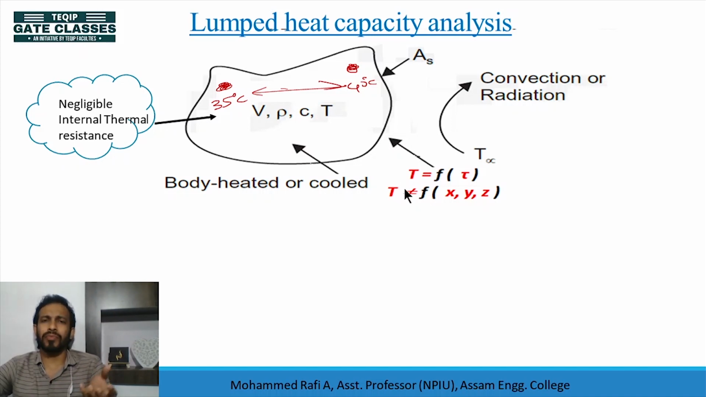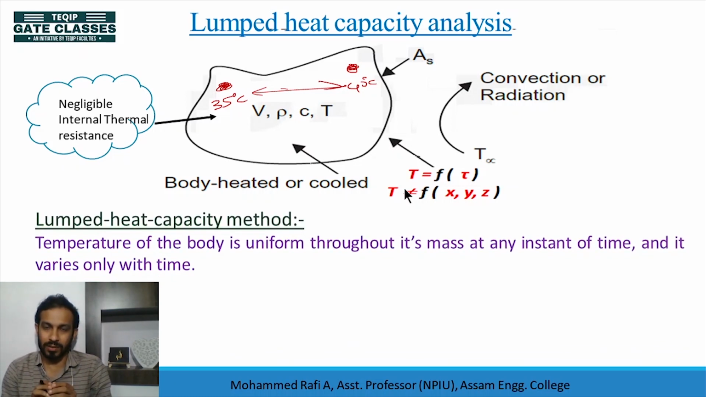So for example, if you are taking a boiling egg, the whole egg body will be of the same temperature, but it is varying with respect to time. That is the case of a lumped heat capacity analysis. We say the temperature of the body is uniform throughout its mass, but it is varying with respect to time. I hope you are able to follow, right?